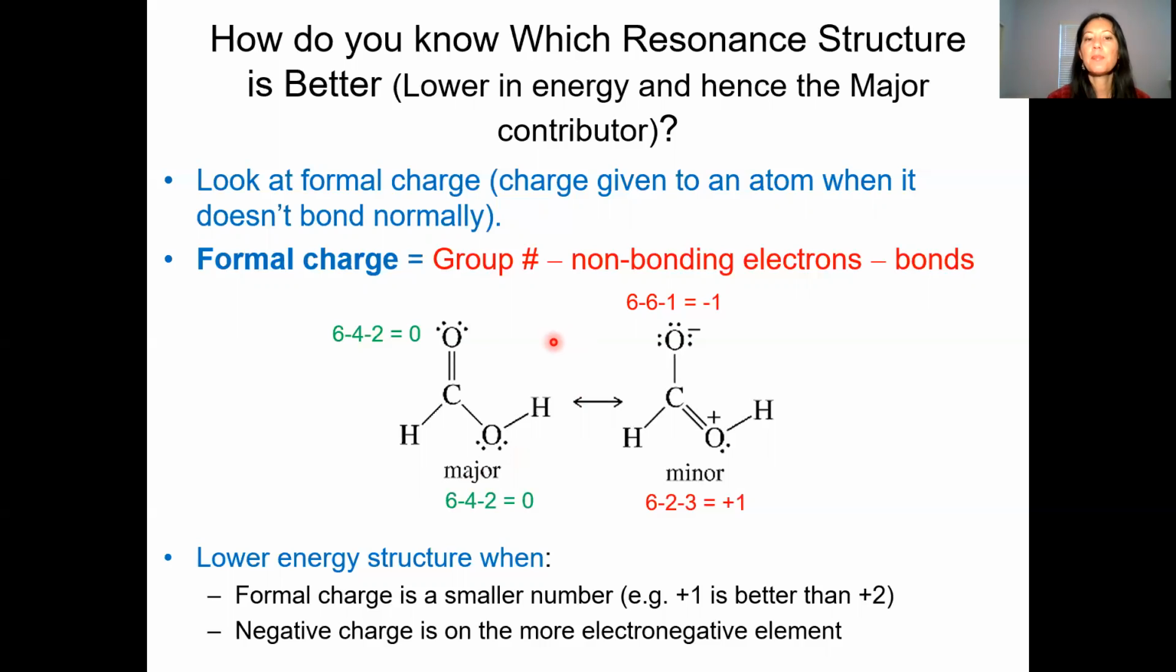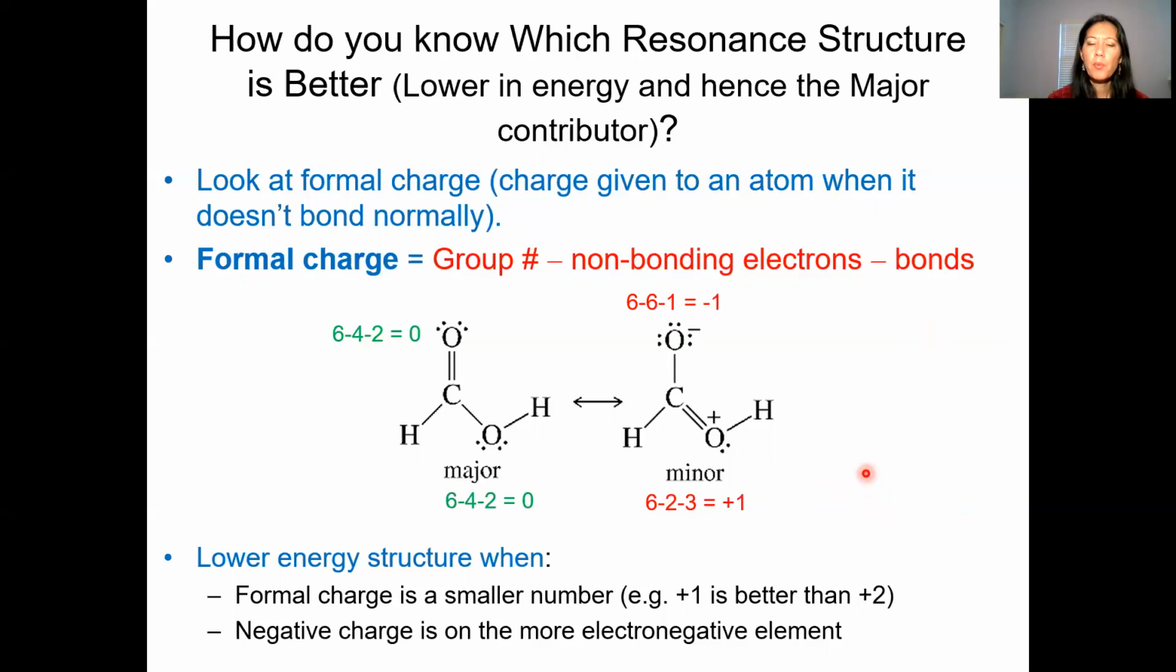How do I know which one's better? I look at the numbers. The one that has the smaller number, 0's better than 1's, 1's better than 2's, those are lower in energy. So because you're deviating less from the normal, when you have 0's, that's preferred. You see plus 1's and minus 1, not as good, but it's going to contribute a little. If you start seeing minus 2 or plus 2, that's going to be pretty bad, and it's going to be a very, very minor contributor.